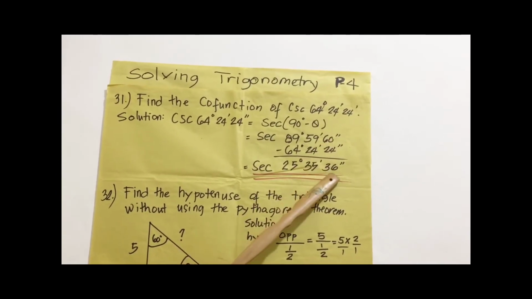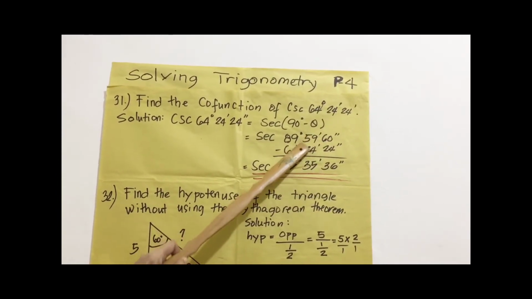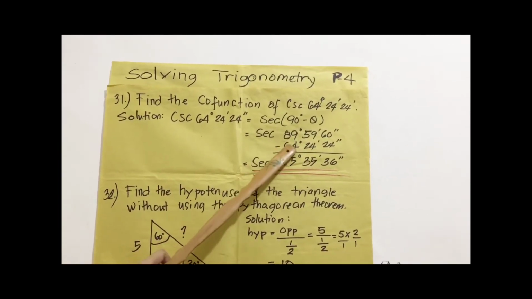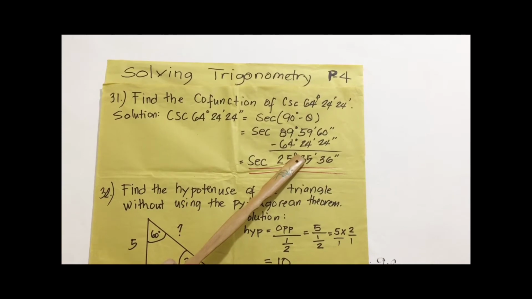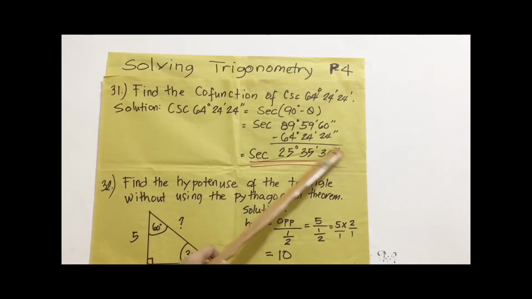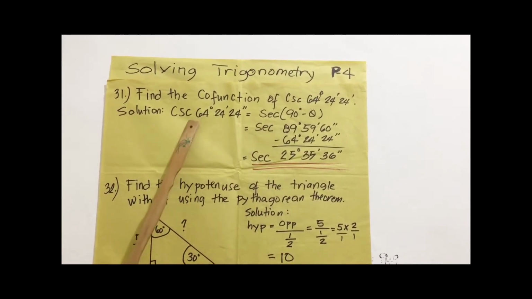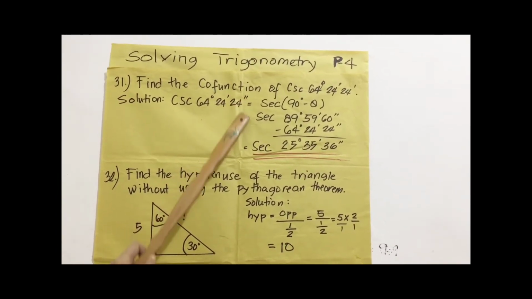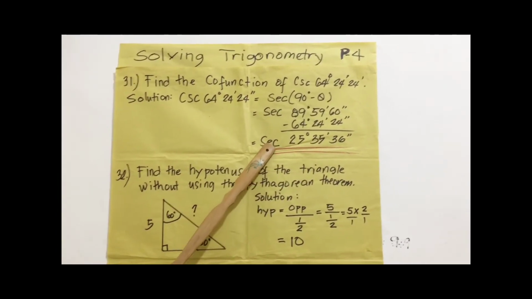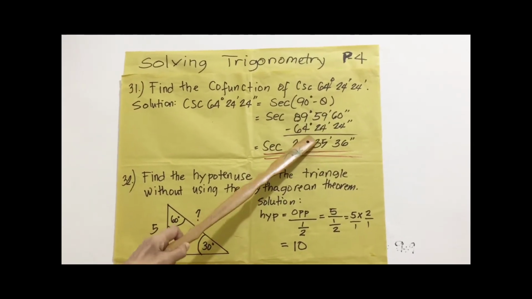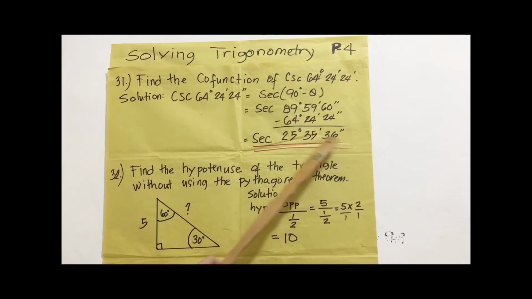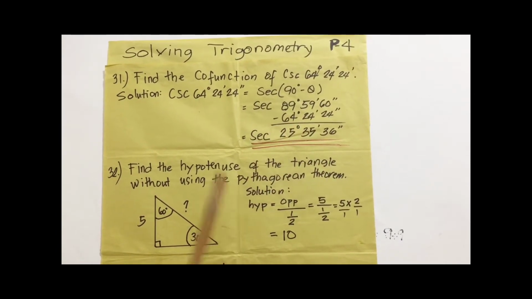60 minus 24, we have 36 seconds. 59 minus 24, we have 35 minutes. And 89 minus 64 equals 25 degrees. So the co-function of cosecant 64 degrees, 24 minutes and 24 seconds is equal to secant 25 degrees, 35 minutes and 36 seconds. This is our final answer.